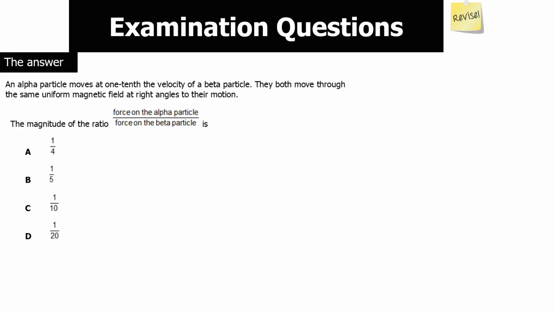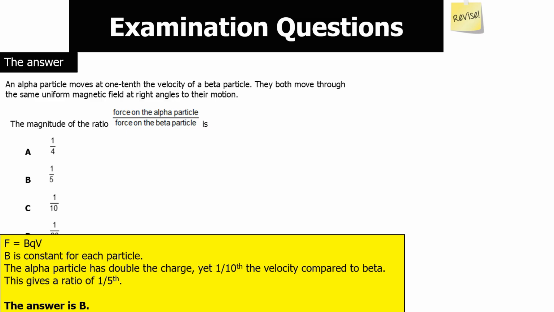Right, so because they're both charged and moving through a magnetic field, we know that F equals BQV. Now B is constant for each particle, so we can just ignore that in our ratios. Now the alpha particle has double the charge of the beta particle because it's got 2 protons to 1 electron, yet has 1/10 of the velocity compared to beta from the question.